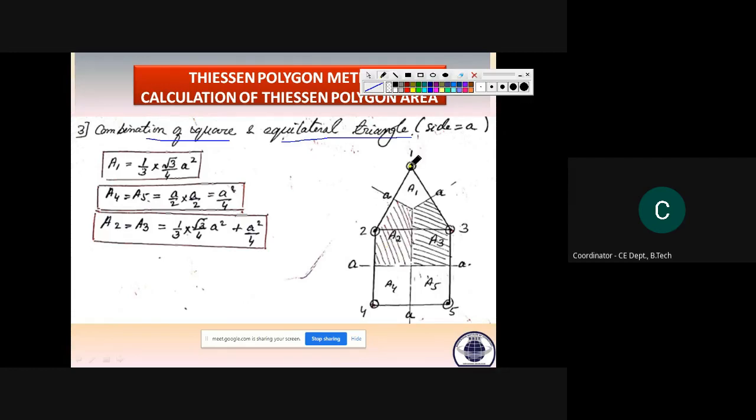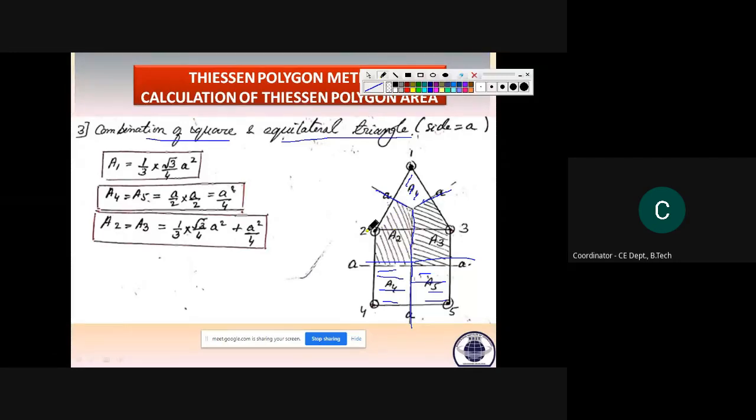Now how will we find it? As I said, we first have to join this line. Okay, we have joined. Now we will draw the perpendicular bisector, like this, for all the lines. Now for area 1, for rain gauge station 1, this is the area. For rain gauge stations 5 and 4, this is the area, only this much. Whereas for A3 and A2, the addition of these two comprises the total area.